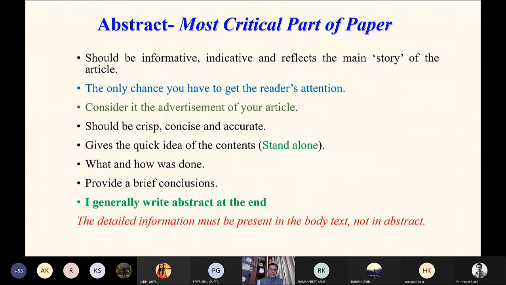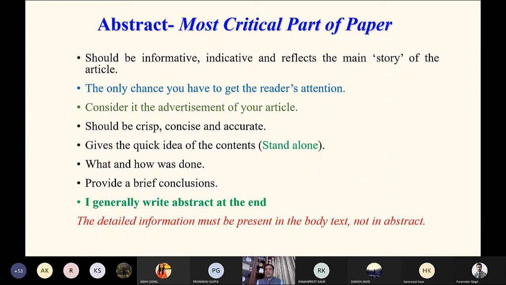Whatever abstract we write, it must be crisp, concise and accurate. As I have already discussed, we have to include in the abstract how the things have been done, what exactly the objective of the study is, and the findings and the implications of the same research and the same study.